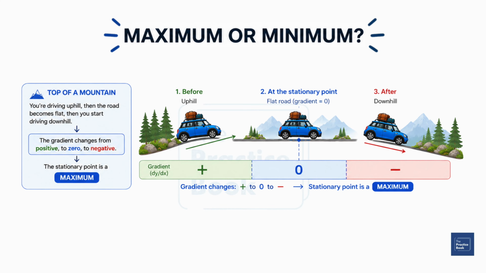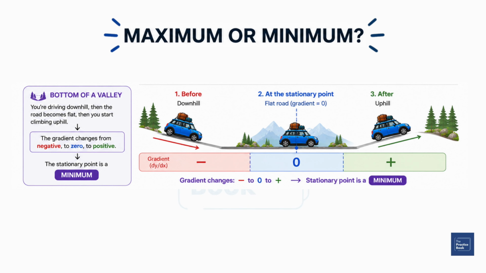is a maximum. If you're driving downhill, then the road becomes flat, and then you start climbing uphill. You've reached the lowest point of the journey. The gradient changes from negative to 0 to positive, so the stationary point is a minimum.